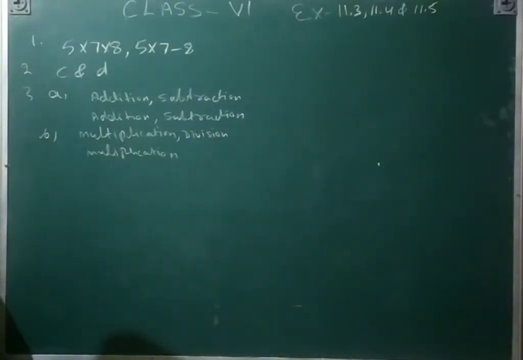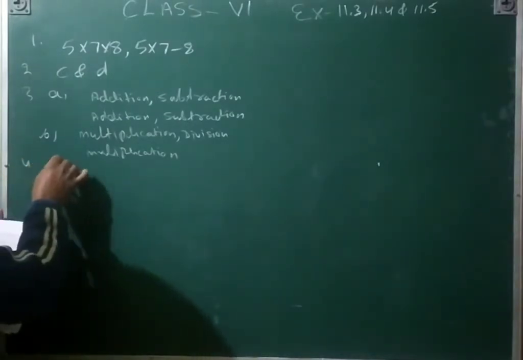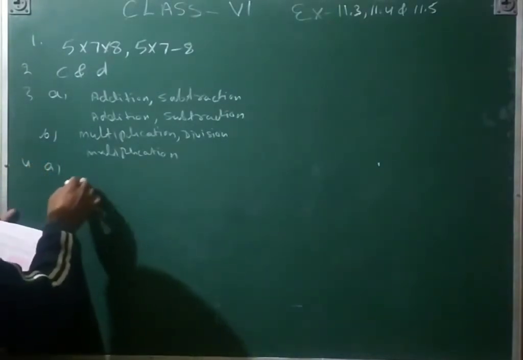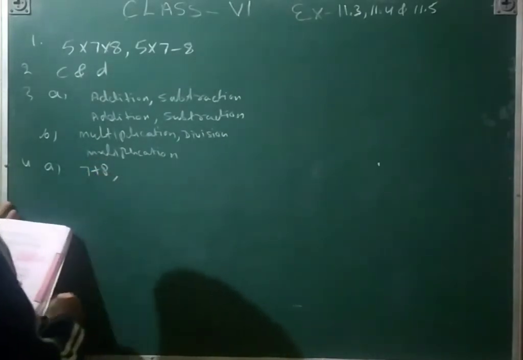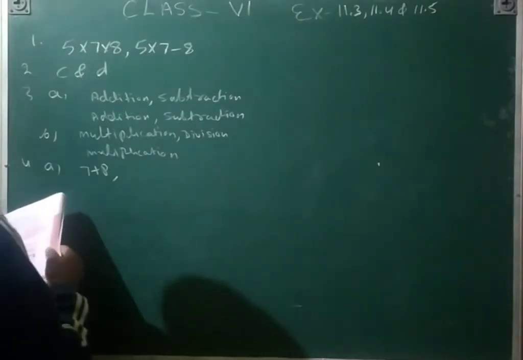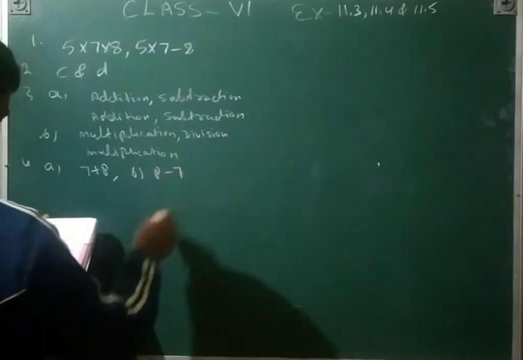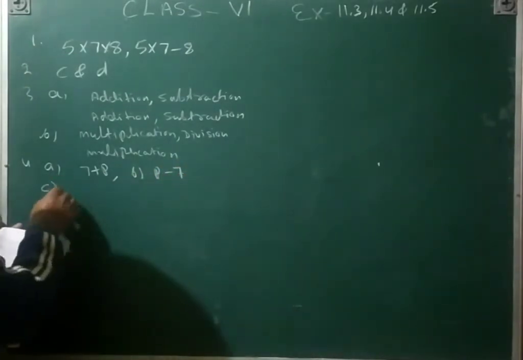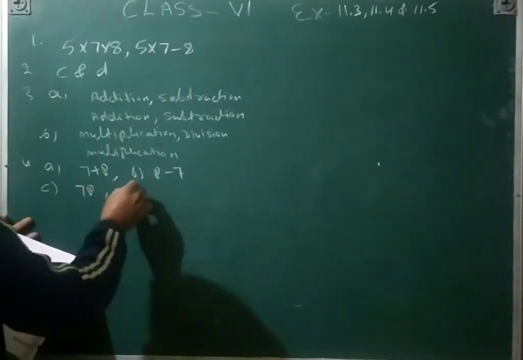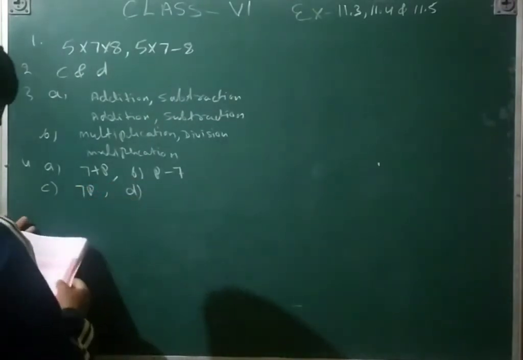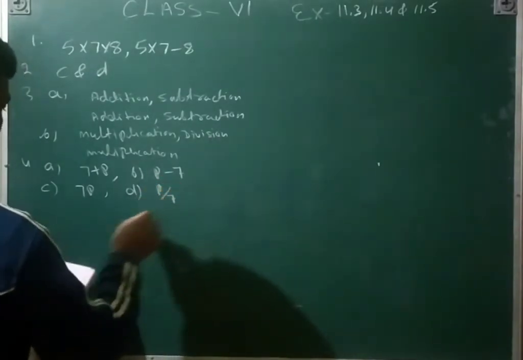Give expressions for the following cases. Fourth, A part: 7 added to p, 7 plus p or p plus 7, both are the same thing. B, 7 subtracted from p, so p minus 7. And then C, p multiplied by 7, 7p. D, p divided by 7, so p upon 7.